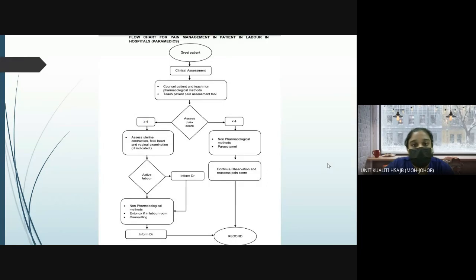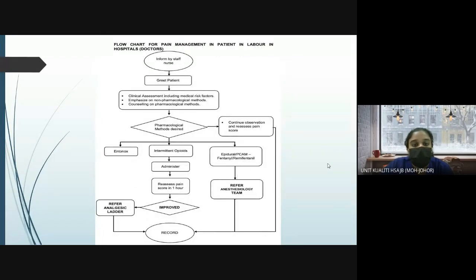First, we greet the patient, do a clinical assessment, counsel the patient about the non-pharmacological methods, teach the patient the pain assessment tool, assess the pain score, and accordingly, we will move on from there. And this is for doctors. Informed by the staff nurse, greet the patient, clinical assessment, and counseling, pharmacological methods desired. Either we can go for Entonox, intermittent opioids, or epidural, depending on the pain score.